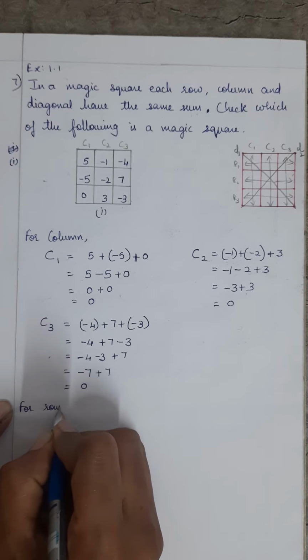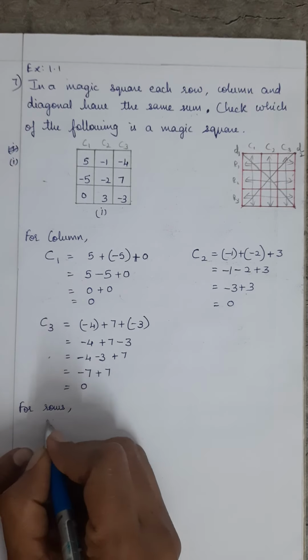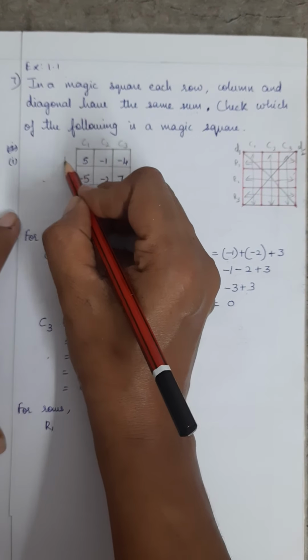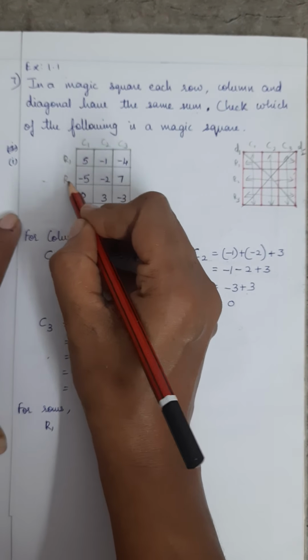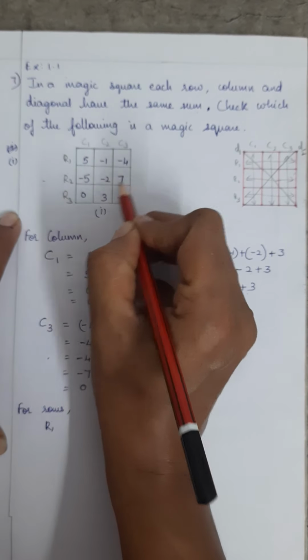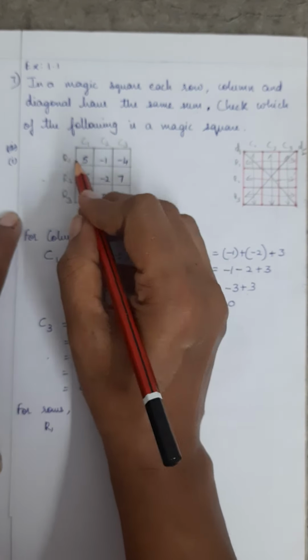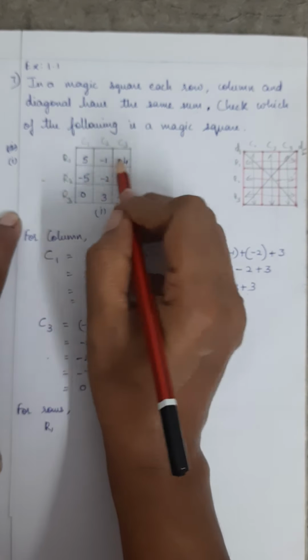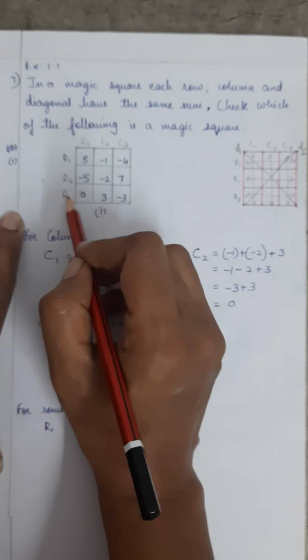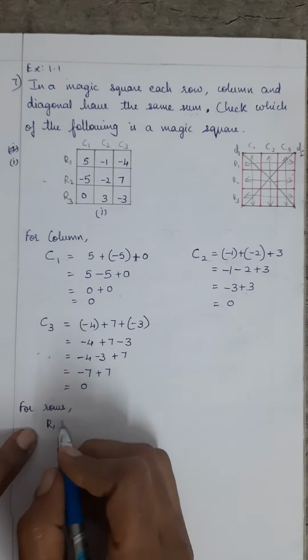For rows, rows will be represented as R1. So this is R1, R2 and R3. Like how you sit in the class: you and your friend and your other friend, you sit together in a row. So that's how it is. So rows means like this. All right, now row 1.